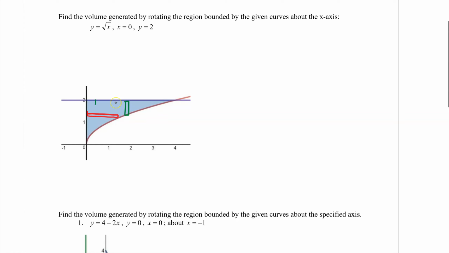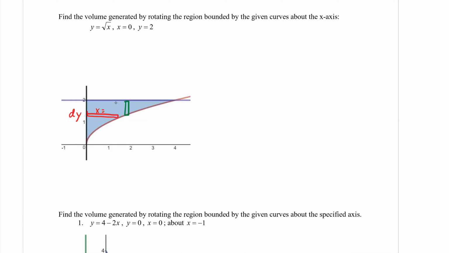So if I were to draw this green one at any point in here, they're always the same two functions that are being subtracted. And if I draw the red one in here, they're always the same function. So it's always that y equals square root of x. So we're going to first start, and we'll do this one in red, with shells. So that would become a dy, and that's an x equals.